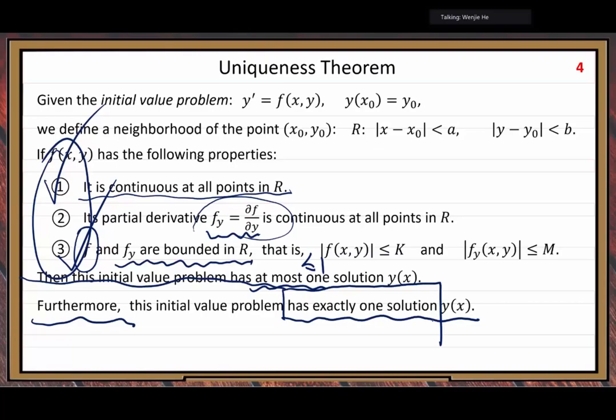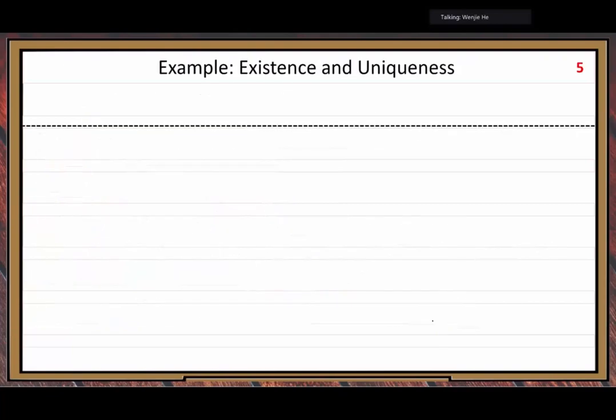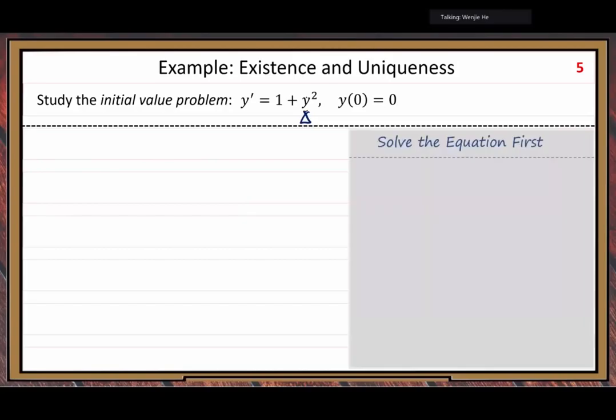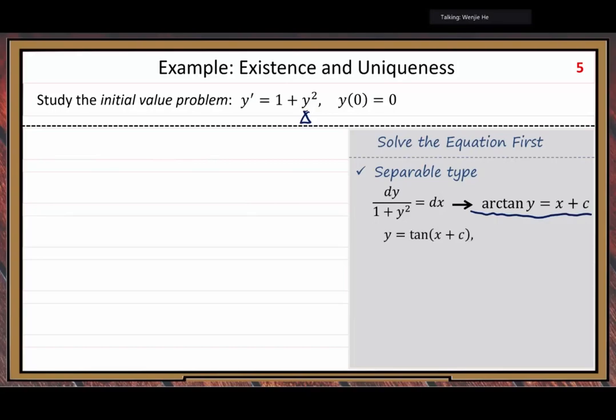All right. Example, existence and uniqueness. Let's consider this initial value ODE. Here you can see regarding the y part, it's not linear, not necessarily linear. Okay. All right. Solve the equation. Because this is so simple, we can solve it. Separable type. And we can find the solution. This is the solution, right?